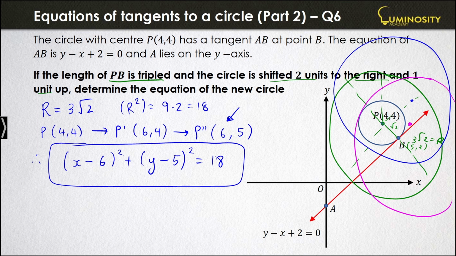Out of interest, the old equation of the circle was x minus 4 squared plus y minus 4 squared equals... what was it, 2. So look what happened. For this one here, it went from minus 4 to minus 6, and then it went from minus 4 to minus 5, and then it went from 2 to 18. So you can see how rapid of a change it is by just adjusting the parameters in such a way.